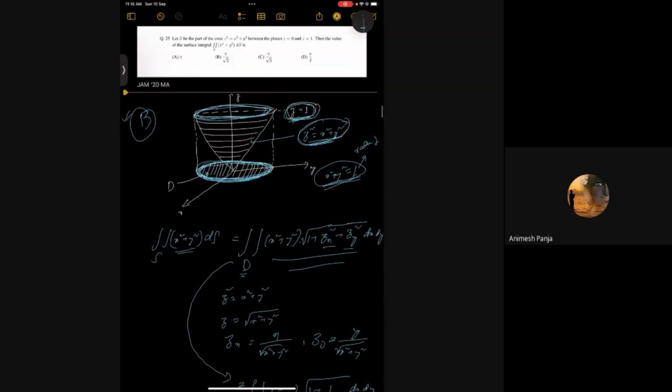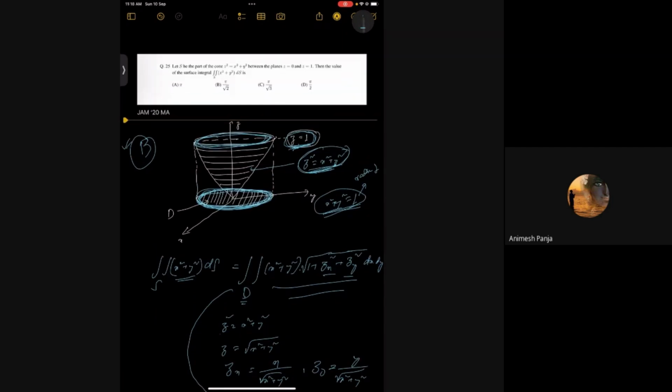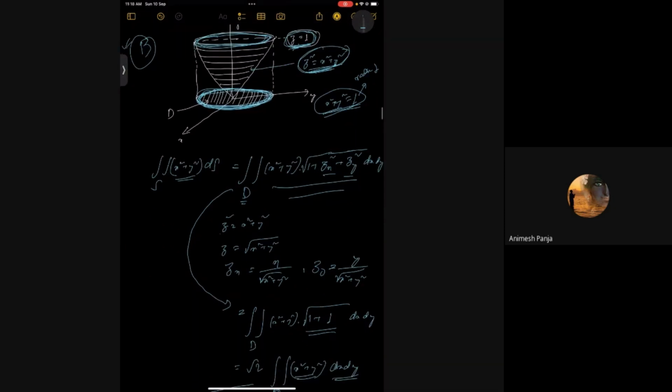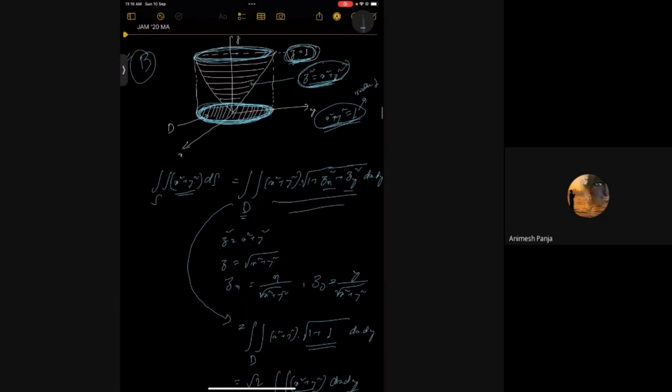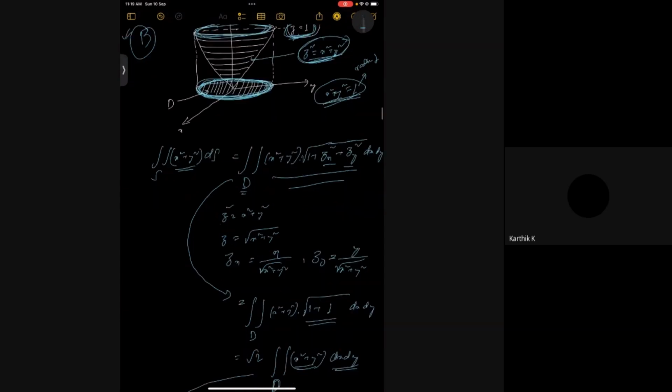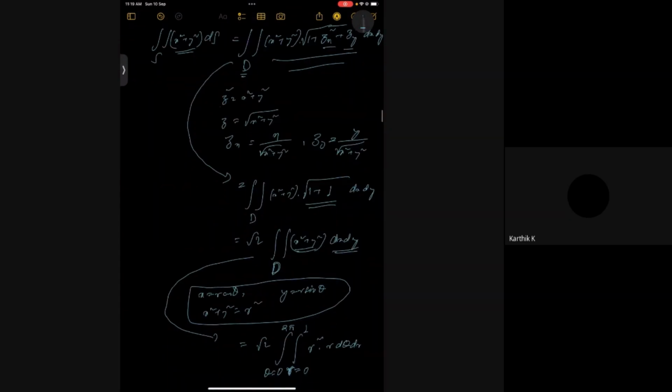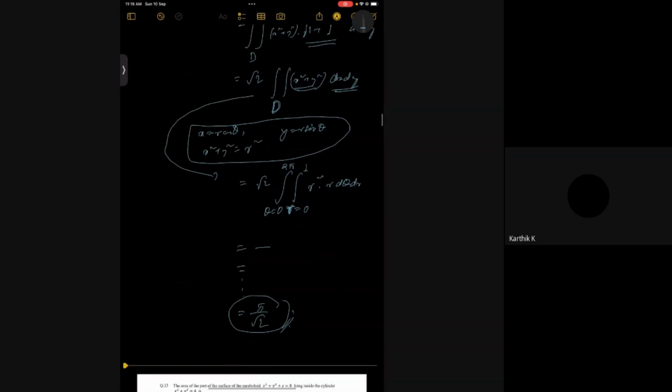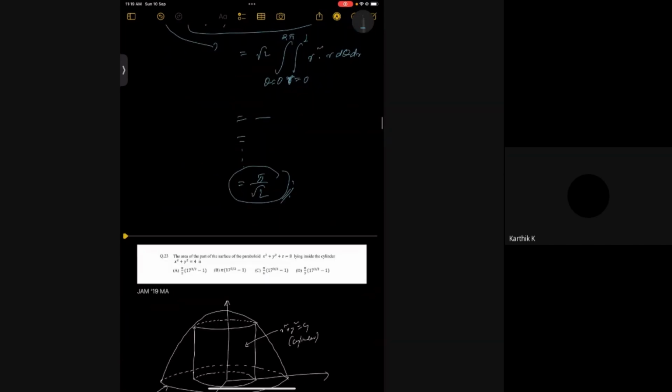Is it clear, guys, how we computed this surface integral? Or am I being too fast? Would you like me to slow down, or is it good the way I'm doing it? It's fine, sir. Are you guys following everything, whatever I'm trying to explain? Yes, sir.